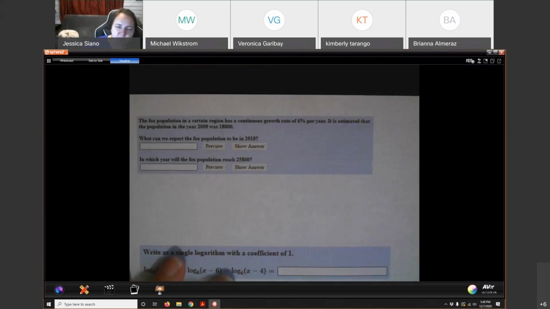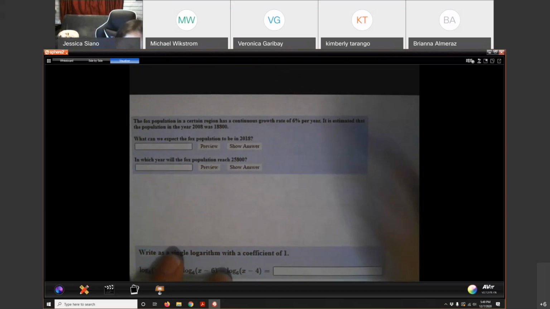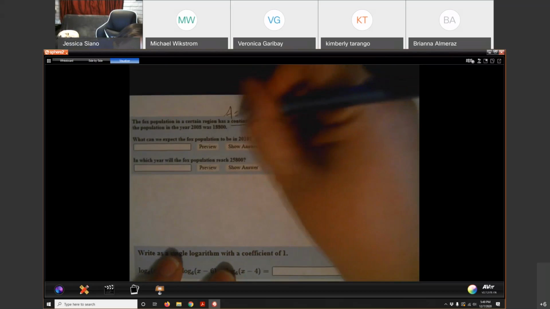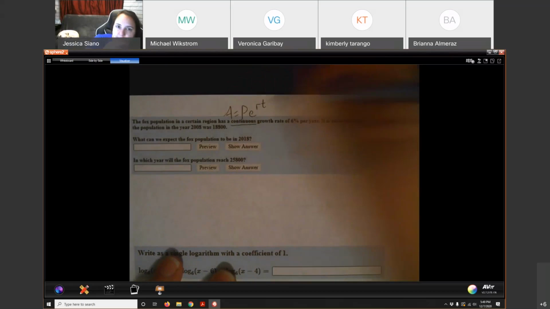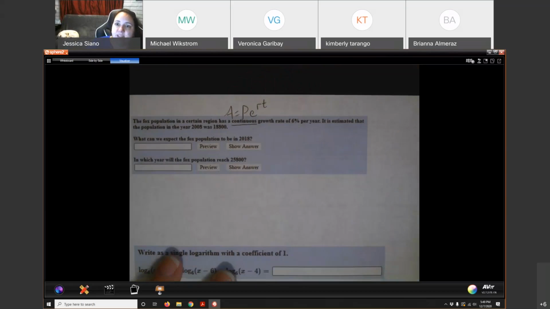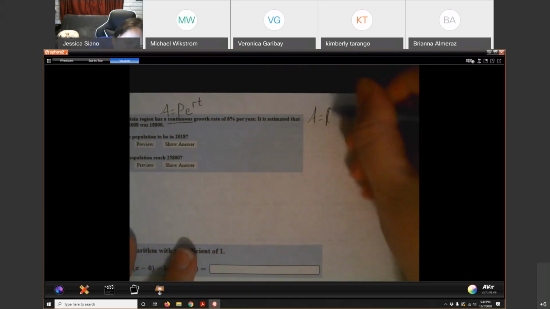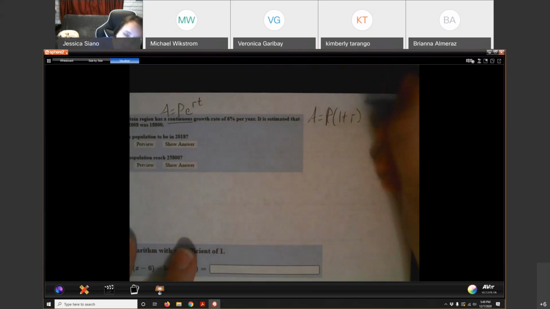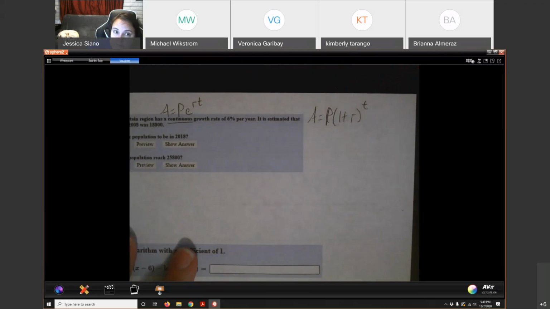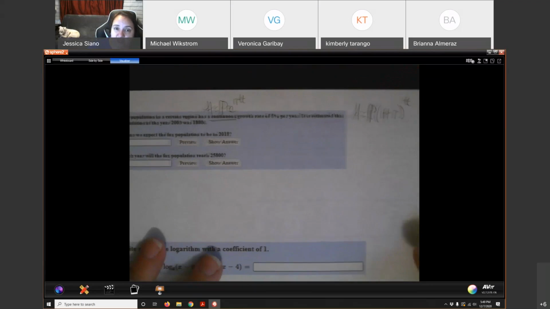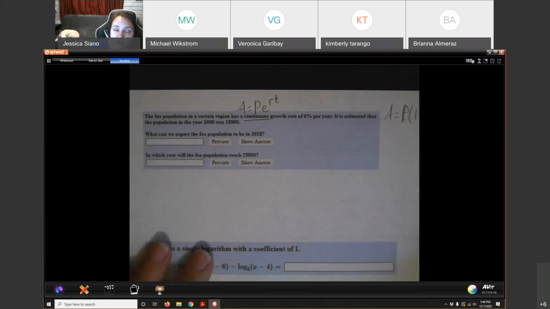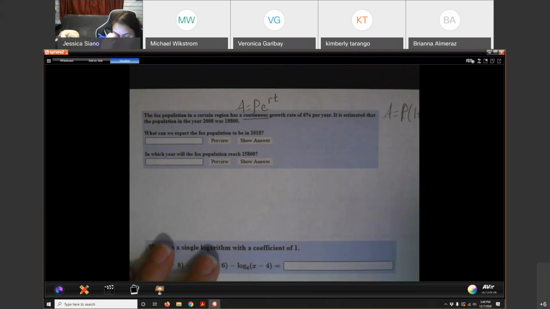A note about this one that some of you guys stumble on in your homework. If you see this word continuous, then they want A equals P E to the RT. If you do not see the word continuous, then they want A equals P times 1 plus R to the T. Okay, but the word continuous means that you need to use the P E to the RT formula.